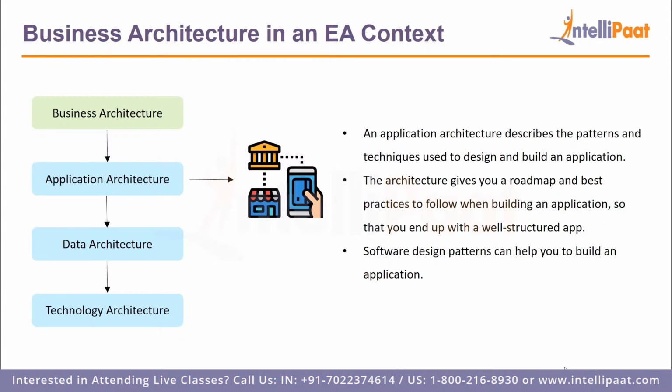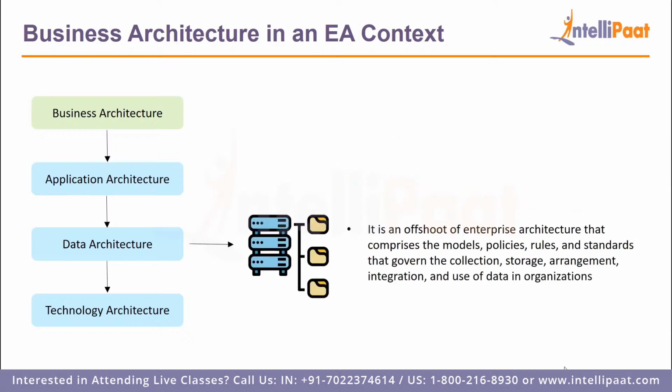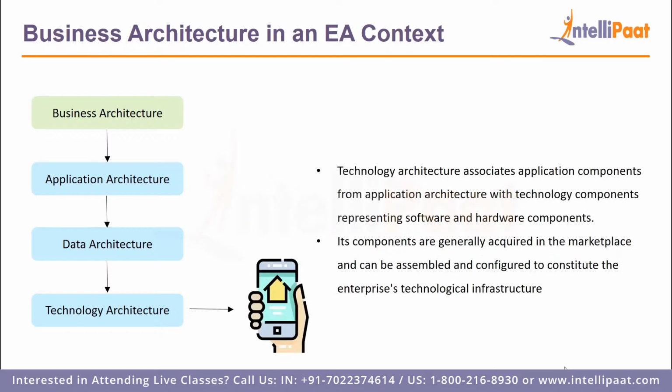Next in the business architecture is the data architecture, an offshoot of enterprise architecture that comprises the models, policies, rules, and standards that govern the collection as well as storage, arrangement, integration, and use of data in organizations. So data architecture is another important component of the business architecture. And now coming to the technology architecture. We have already discussed the information technology perspective.